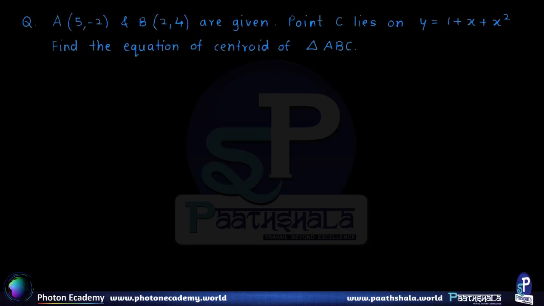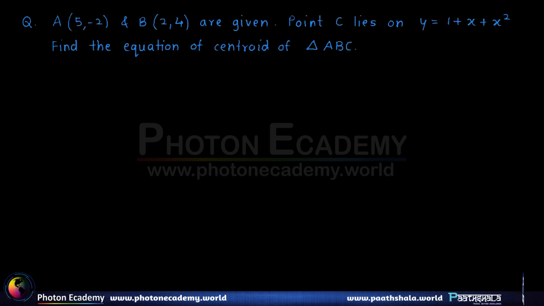Now here is the next question. A(5, -2) and B(2, 4) are given. Point C lies on y = 1 + x². Find the equation of the locus of the centroid of triangle ABC.